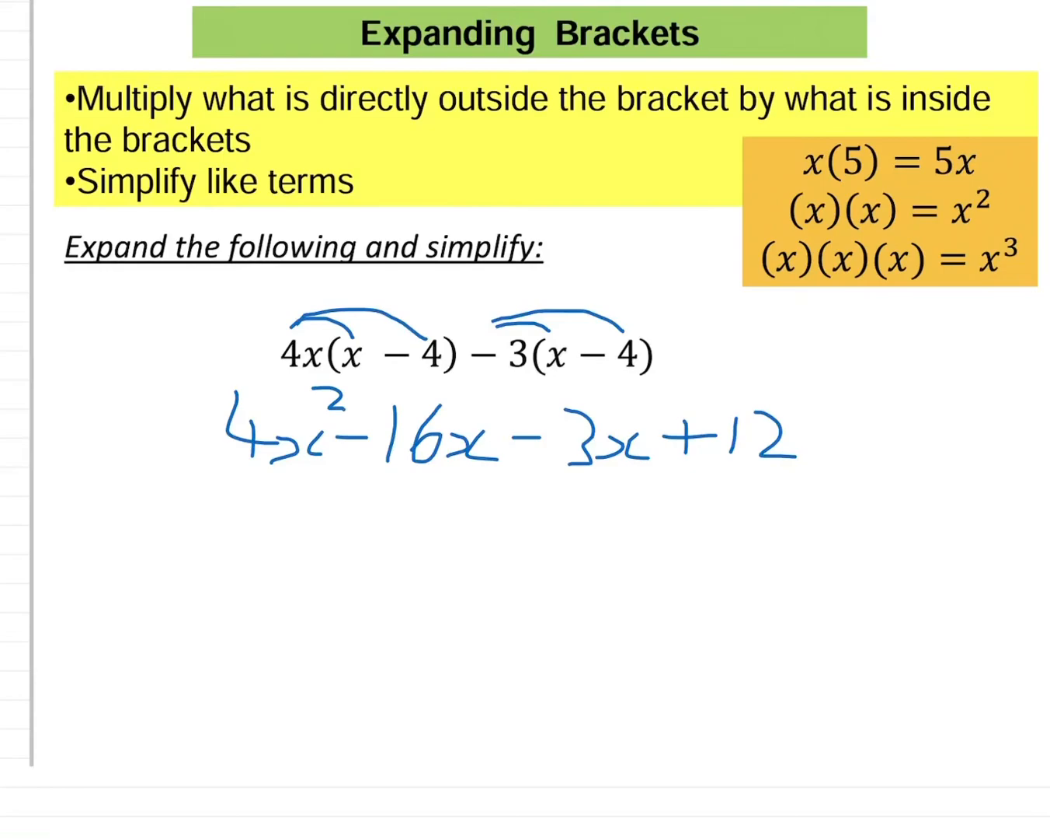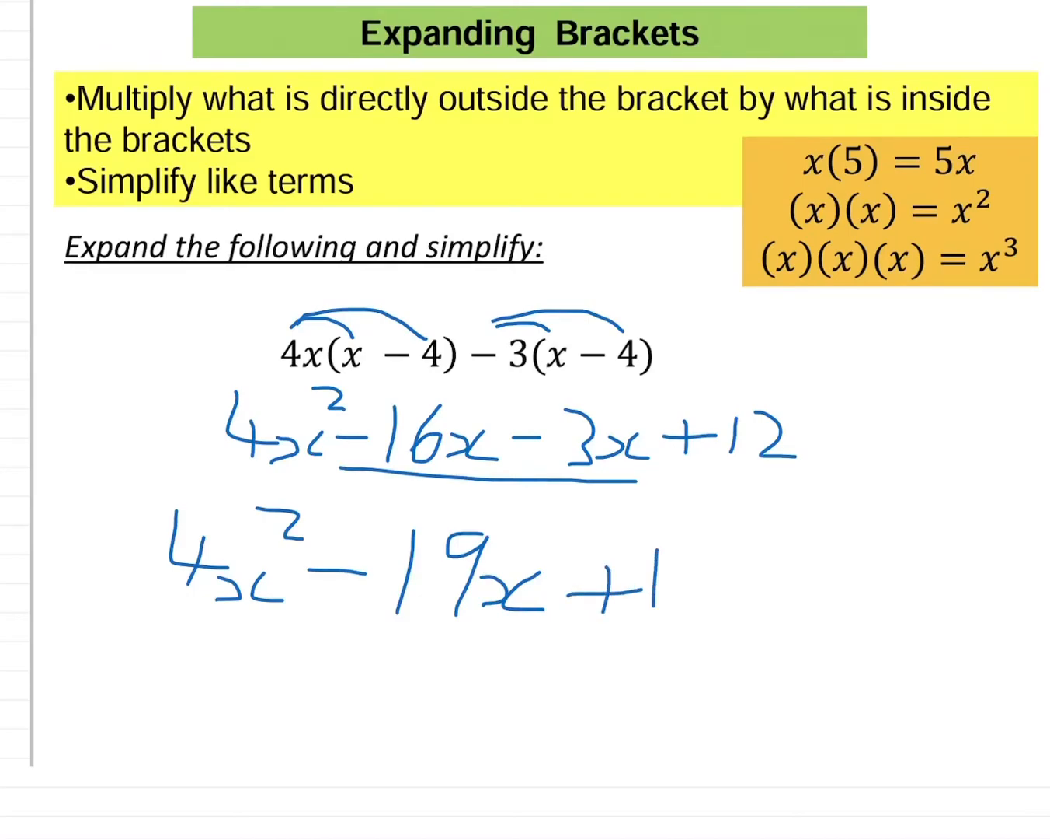Now, any like terms here? So we only have one x squared term, 4x squared. Now we have a minus 16x and a minus 3x. That will get us minus 19x. And then we just have one number, so plus 12.